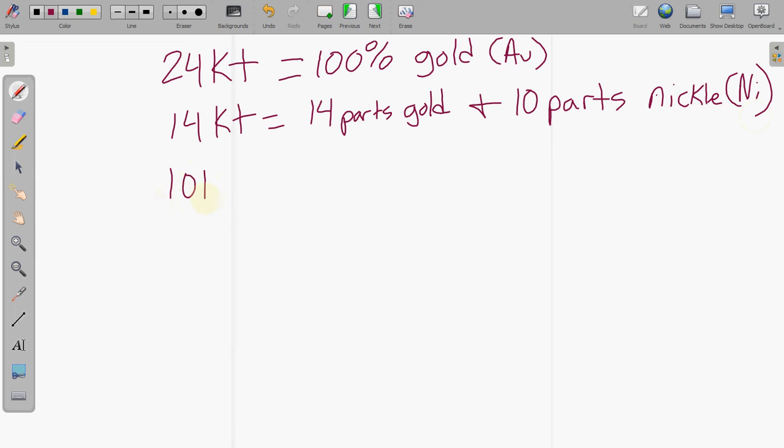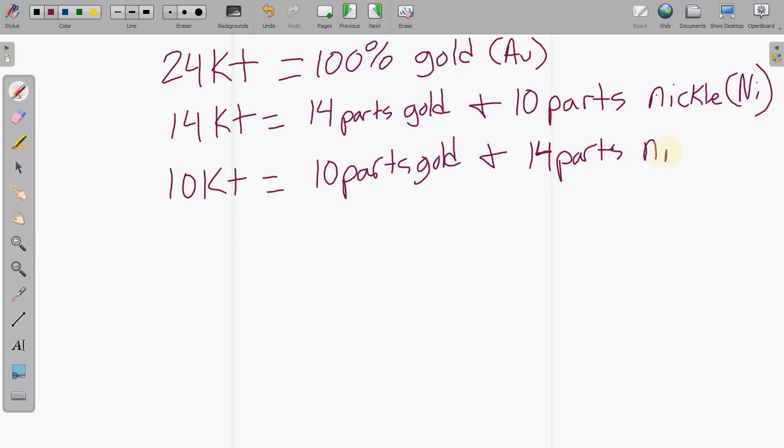If it's 10 karat gold, then it's 10 parts gold and 14 parts, usually nickel. It might be something else. Again, if it's rose gold, they mix in copper. If it's white gold, they mix in some silver. So those are alloys of gold.